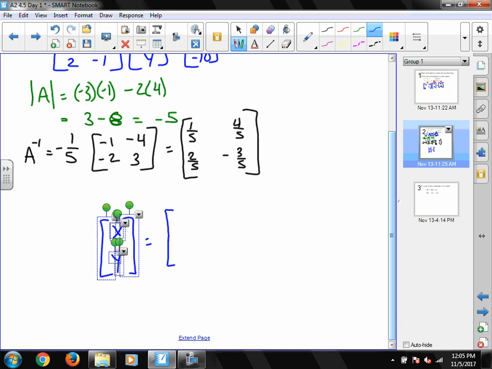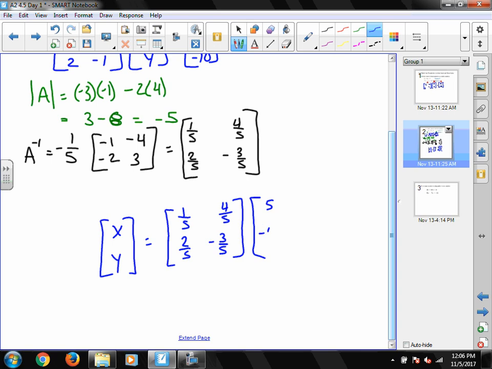I'm going to get 1/5, 2/5, 4/5, and negative 3/5 times 5 and negative 10. And we just go through our matrix multiplication now. So I'm going to move this 5 and this negative 10 up top.